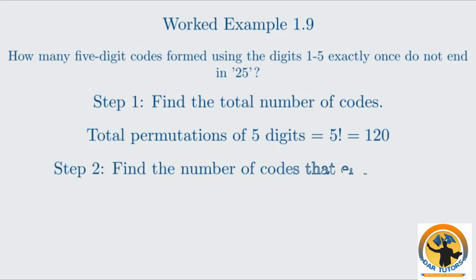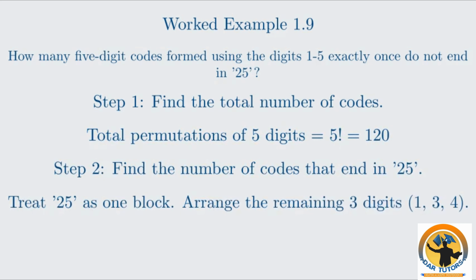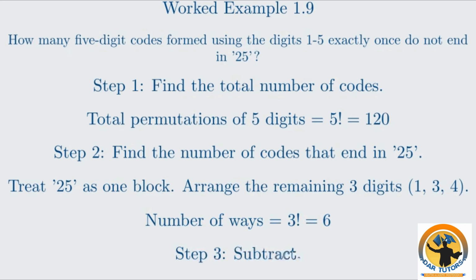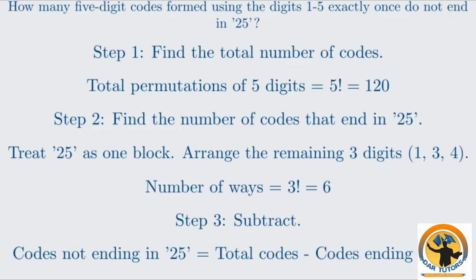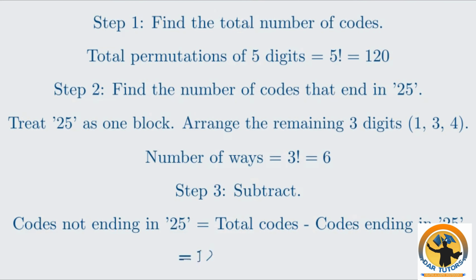Next, we find the number of codes that do end in 25. We treat 25 as a single block. The remaining 3 digits, 1, 3, 4, can be arranged in 3 factorial, or 6 ways, so there are 6 codes that end in 25. Finally, we subtract. The number of codes that do not end in 25 is the total number of codes minus the number of codes that do end in 25. That's 120 minus 6, which equals 114.